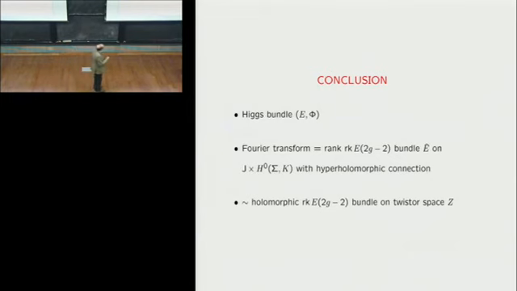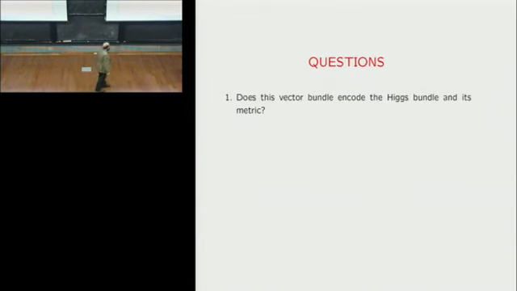So what are the questions? These questions arise by analogy with the other situations where this transform actually works. For monopoles and instantons, you can actually invert. But first you can ask these lower level questions. Does this holomorphic vector bundle actually encode the information of the Higgs bundle and its metric?